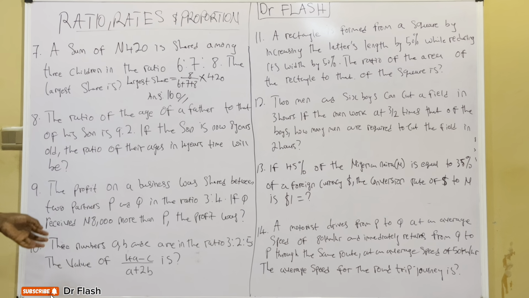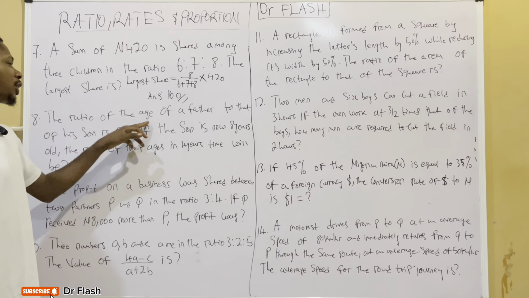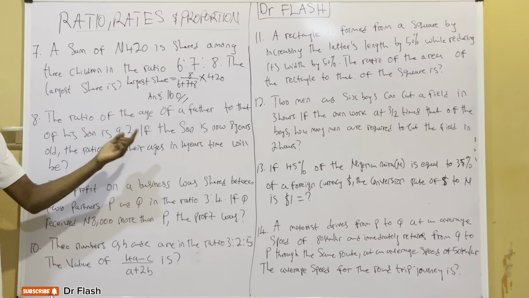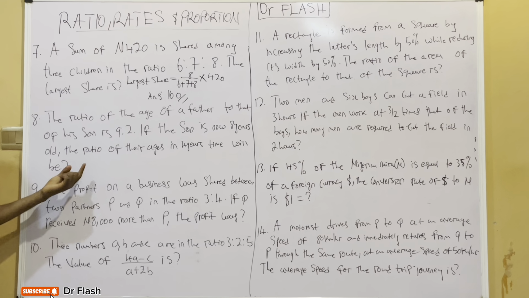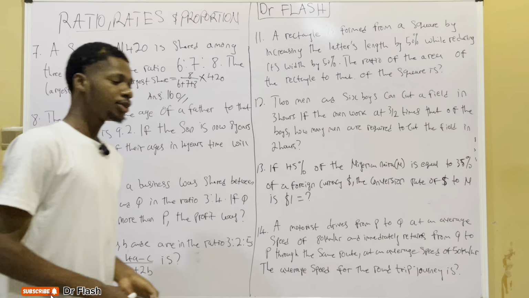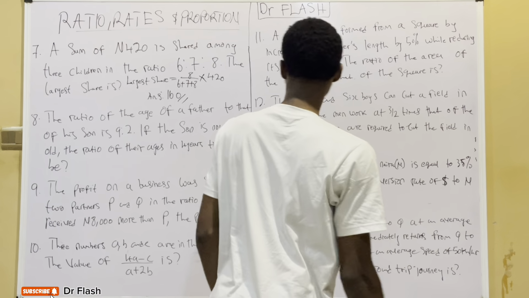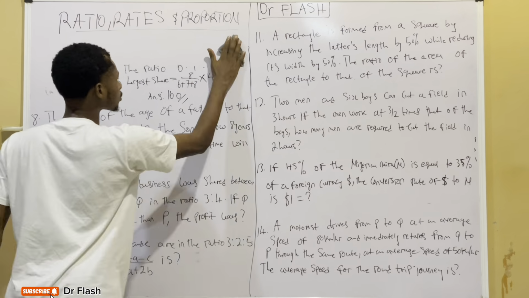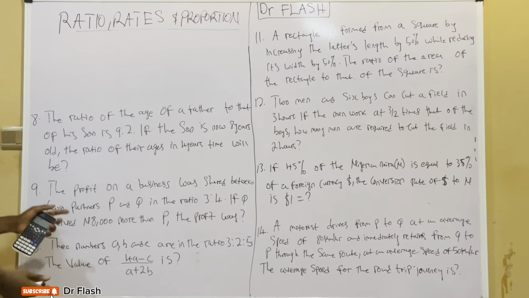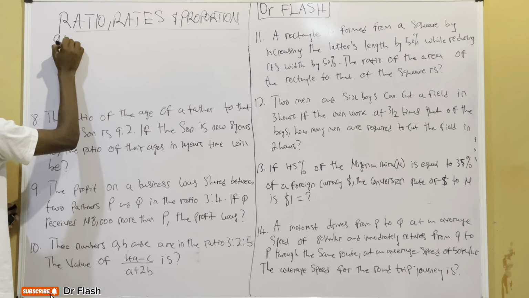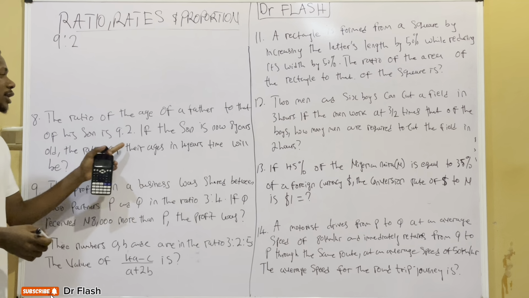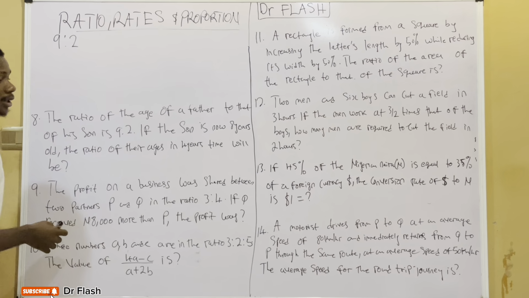Okay, now the next question says the ratio of the age of a father to that of his son is 9:2. If the son is now 8 years old, the ratio of their ages in 4 years time will be, okay, now to solve this problem, it's quite easy. I'm going to take off this top part so we can make use of this space. Now here is the initial ratio of their ages. We have 9:2.